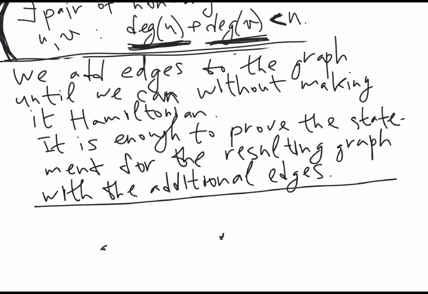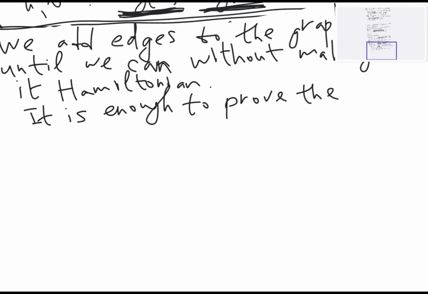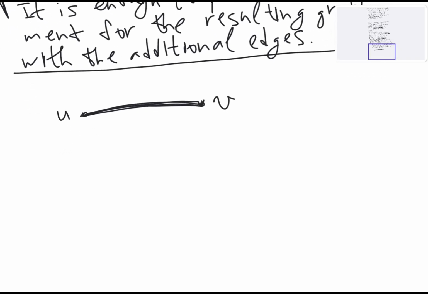Non-adjacent vertices, let's say u and v, any non-adjacent vertices. Because they're non-adjacent, we cannot add this edge in this procedure. We cannot add this edge without making it Hamiltonian. It means that the addition of this edge uv would make it Hamiltonian, right? So there is no edge here.